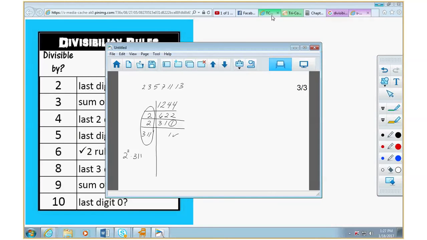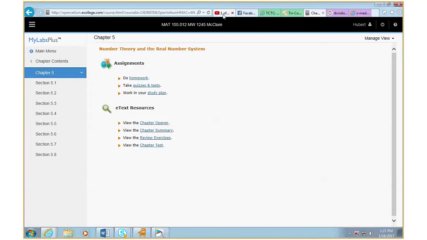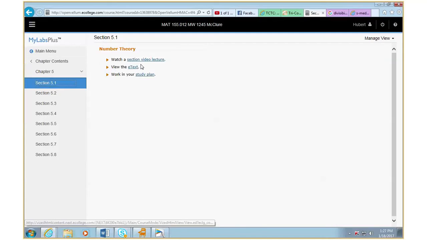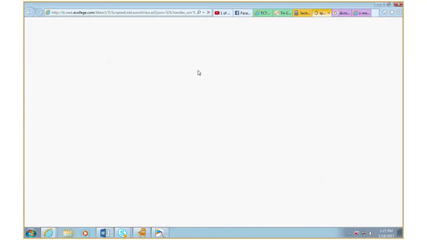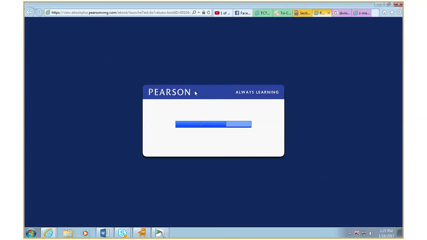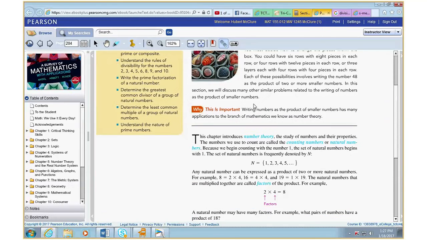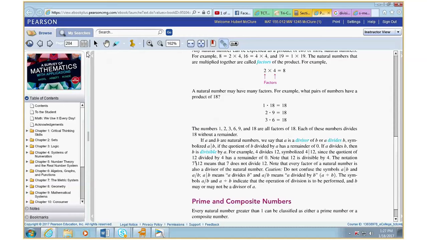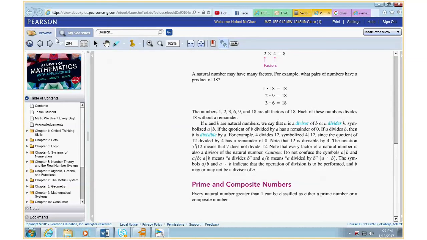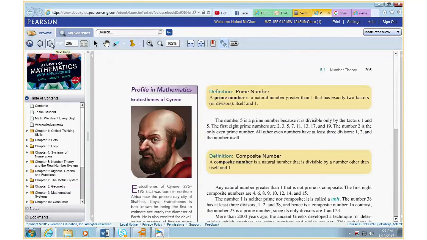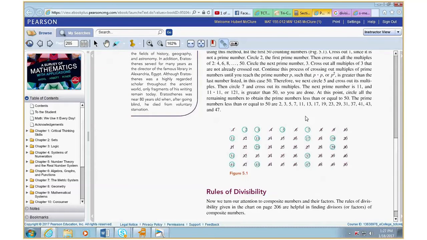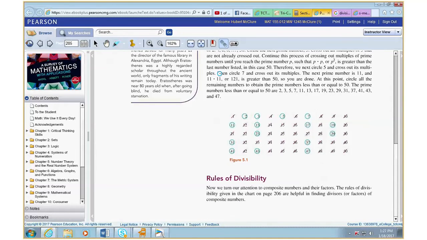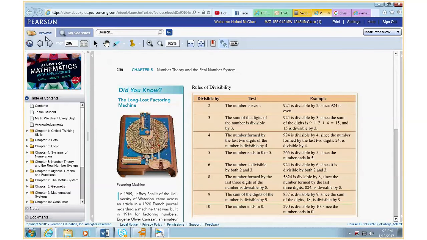Let me pull that up. 5.1, because I always get them mixed up. I don't pay too much attention to definitions. I make up my own definitions, and I don't care too much for learning them. So sometimes I transpose them. There's our prime and composite. We already went over that. Prime and composite. Let me find the rules of divisibility. That's on page 206 for some of y'all.